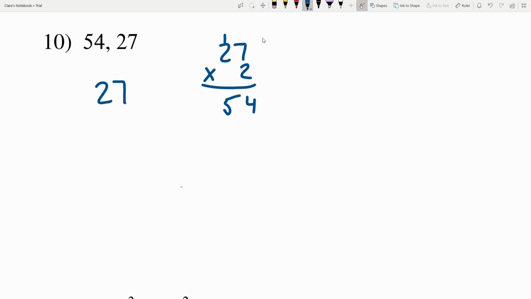Because think about it. The greatest factor that goes into 27 is itself. And if that also goes into 54, well, then that's the greatest common factor of both of them. Because there's not going to be a number higher than 27 that I can find that goes in for both. So 27 is my solution in 10.